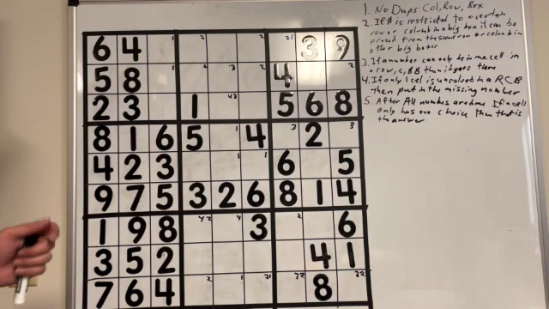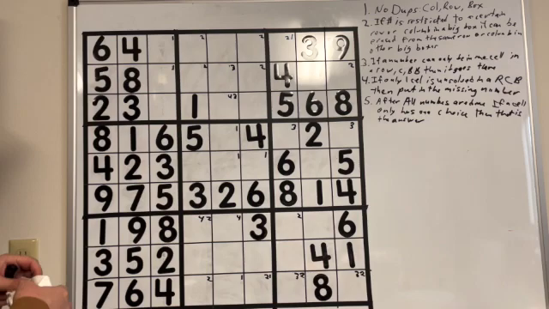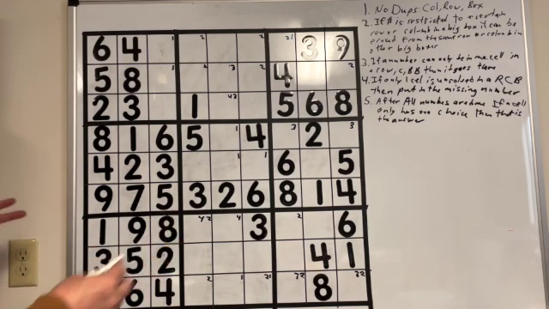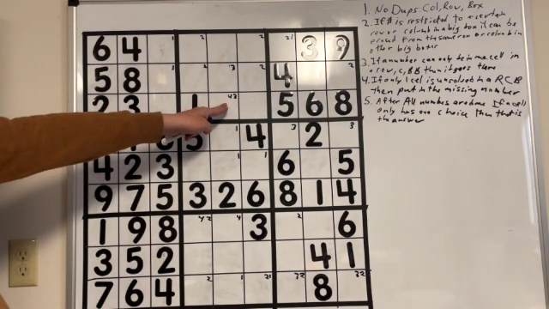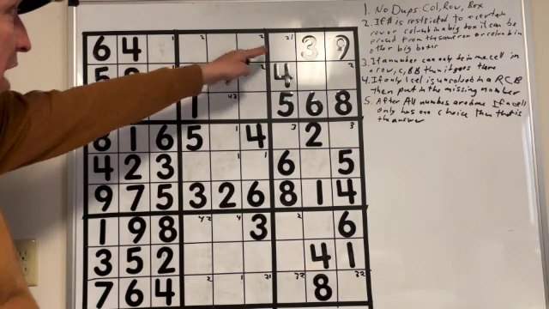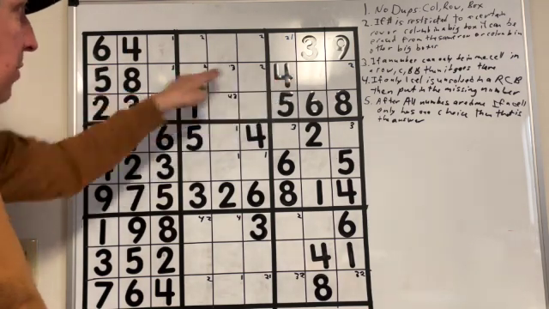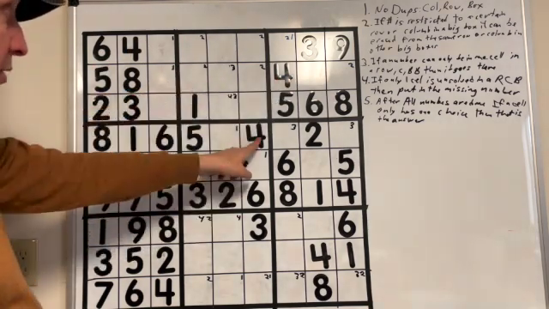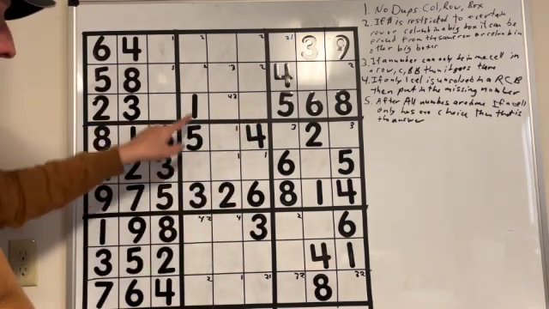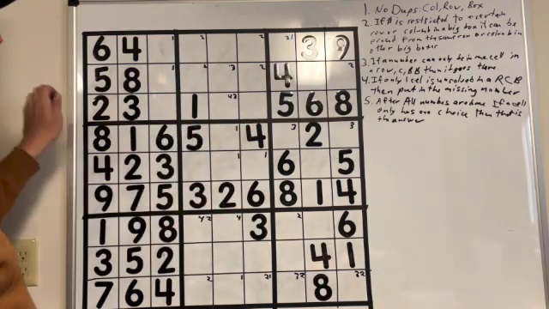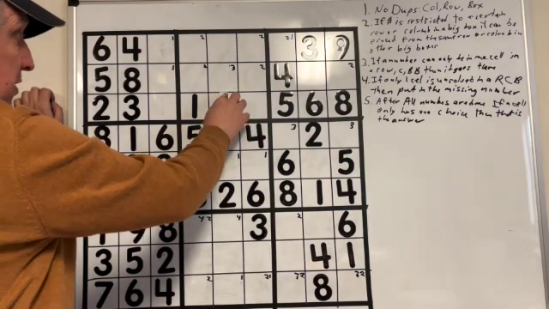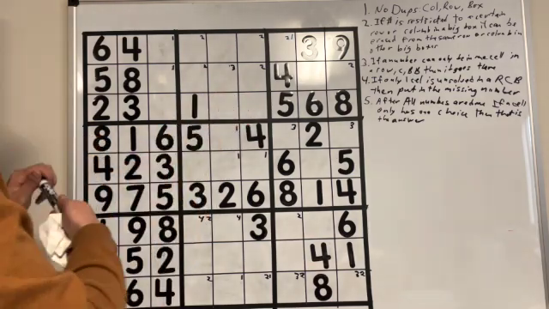Now, because of rule number 3, if a number can only be in one cell in a row, a column, or a big box, then that's where it goes. This is the only place 4 can go. It can't go across the top because of this one. Can't go across the middle because of this one. Can't be on the right because of this one. Can't be on the left because this one's already solved. Therefore, this is the only place a 4 can be.